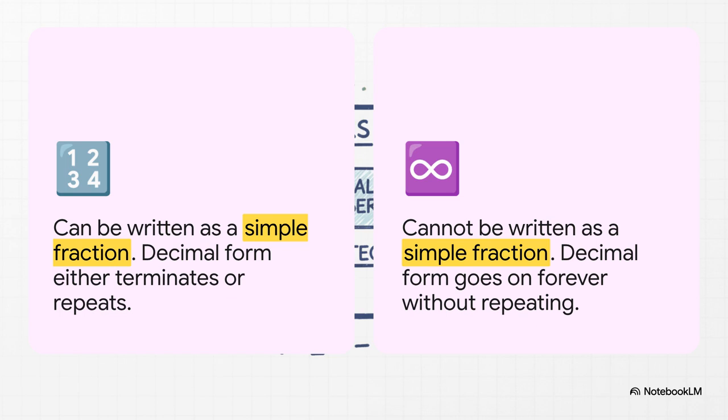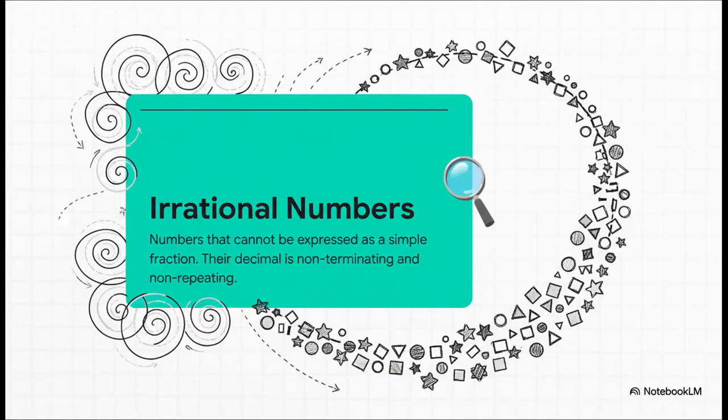Rational numbers are predictable. They're tame. You can lock them down into a nice, neat fraction. Their decimal version either stops dead or it gets stuck in a predictable repeating loop. Irrationals, they do neither. They break both of those rules. They're the rebels. And here's what that means.